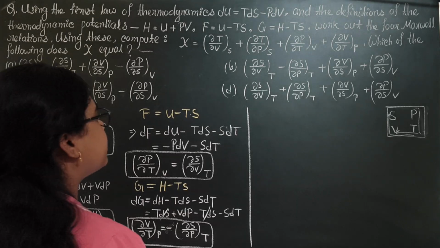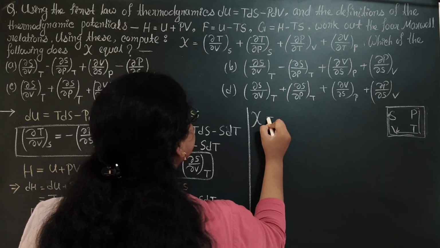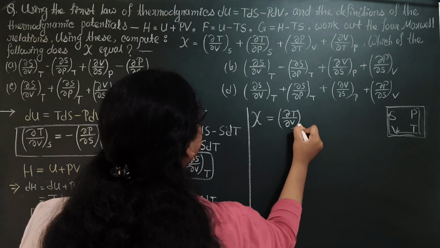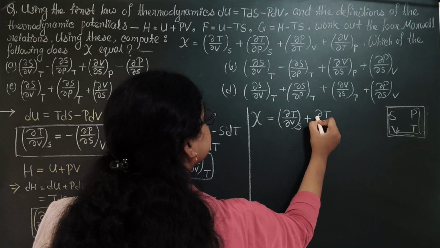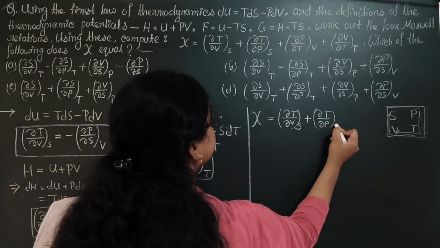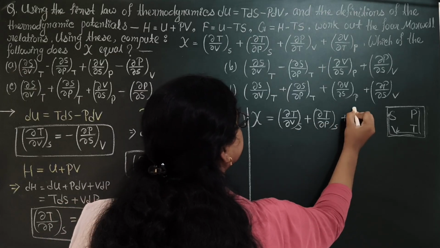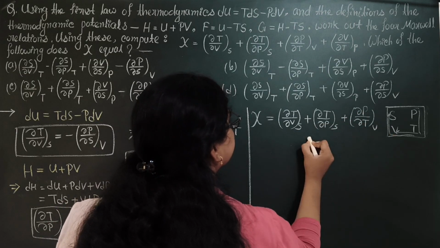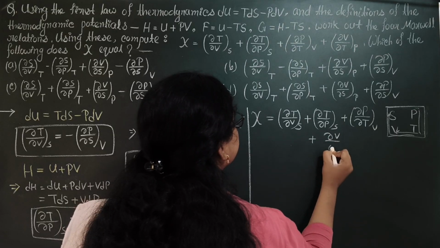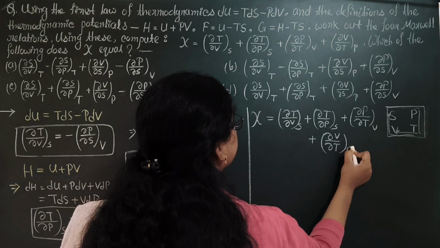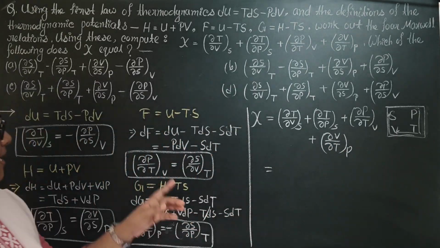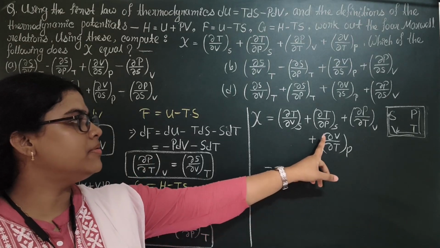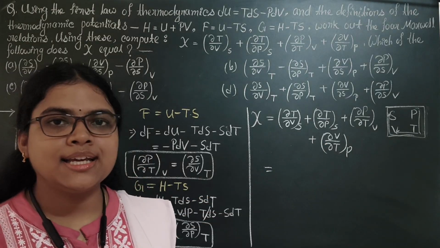Now chi is given by del T del V at constant S plus del T del P at constant S plus del P del T at constant V plus del V del T at constant P. Now from these four Maxwell's equations we just have to put the values of these four terms and we can get the answer.